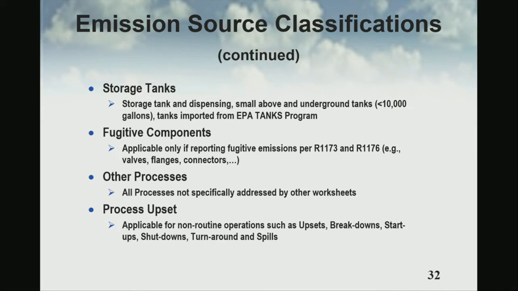Fugitive components: if you're subject to one of our fugitive emission regulations, 462, 1173, or 1176, it helps you report your fugitive components and leaks. Other processes is basically a section for you. If none of the above apply, you can use this category. And last but not least is process upset. If you have spills or startup and shutdowns, you can use that category.